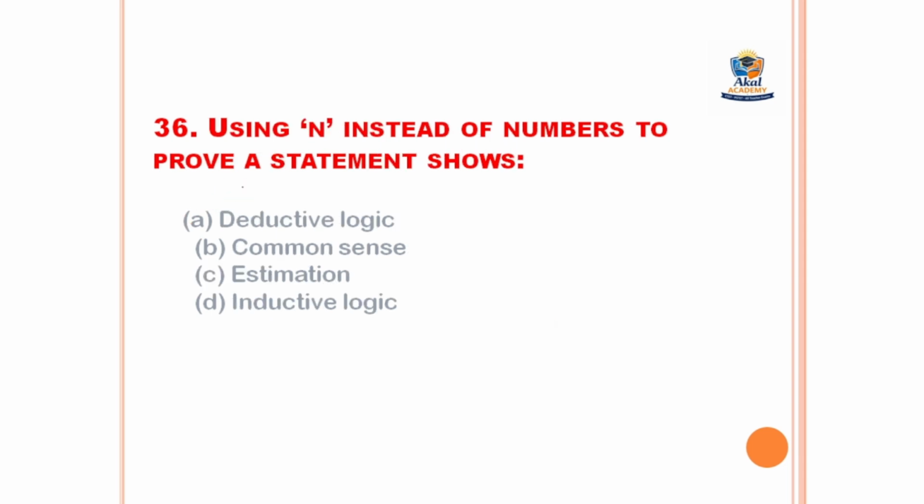Question number 36. Using n instead of numbers to prove general statements shows deductive logic, common sense, estimation, and inductive logic. So option A is deductive logic.